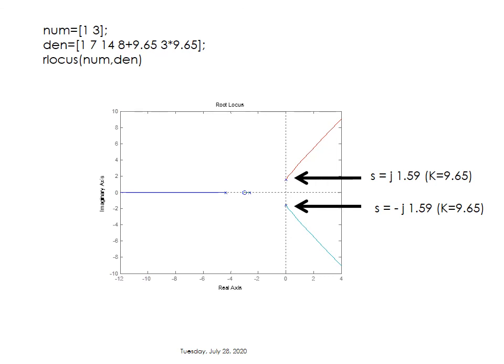So here is basically a quick plot using MATLAB. Here we can see the method to do it. The equation is basically, we key in back the equation that we had previously, and if you plot the root locus, a PZ map and root locus, you'll be able to identify the j omega axis crossing. If you click on this point, it will show that it equals j 1.59 and minus j 1.59 at K equals 9.65. Right? So that's how you find the j omega axis crossings.